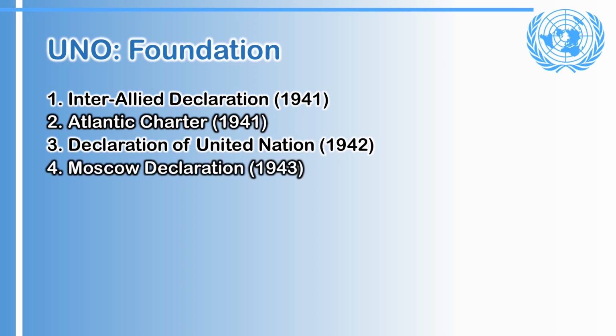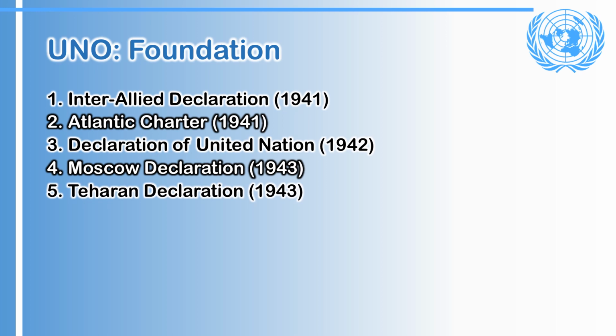Moscow Declaration in 1943. In the continuing process of searching for a permanent security system, the political leaders of the Soviet Union, Great Britain, the USA, and China signed the declaration in Moscow on 30th October 1943. There was a clear commitment among them to establish a general international organization based on the sovereign equality of all states.